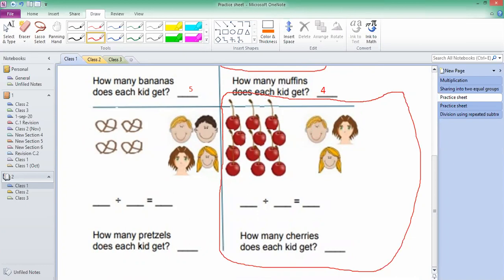Can you tell me how many total cherries are there? Count the cherries and tell me. I am waiting for your answers in the chat box. How many total cherries are there? Siddiq Ghalib, very good. Muhammad Mashri, very good.